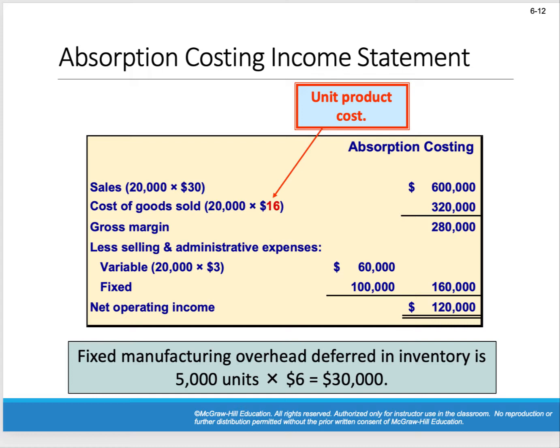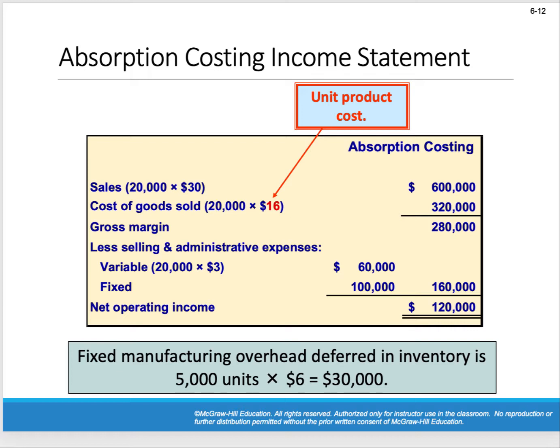Under absorption costing, we say, no. We don't expense total fixed MOH. Under absorption costing, fixed manufacturing overhead becomes part of the unit product cost. That's why we have the higher unit product cost under the absorption method. So what that means is we have 5,000 units, right, times $6. That gives us the $30,000 difference, right?